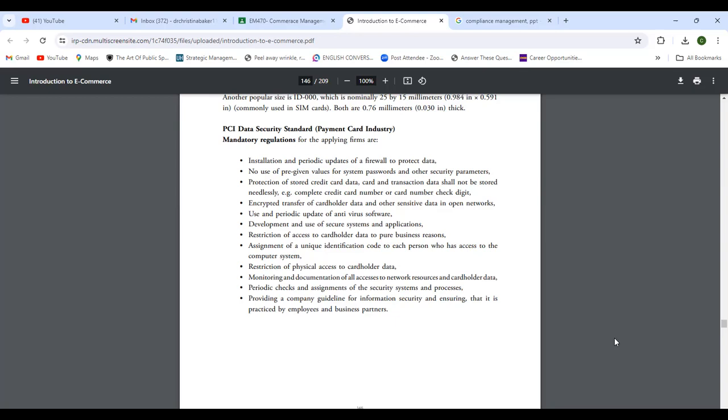And it's assignment of unique identification code to each person who has access to the computer system. And it has restriction of physical access to the cardholder data. We have monitoring and documentation of all access to the network resources and cardholder data, and periodic checks and assessments of the security systems and processes, providing a company guideline for information security and ensuring that it is practiced by all employees and business partners.